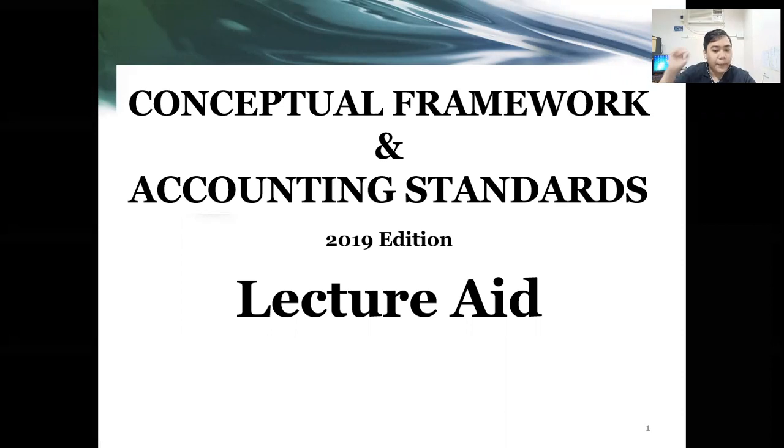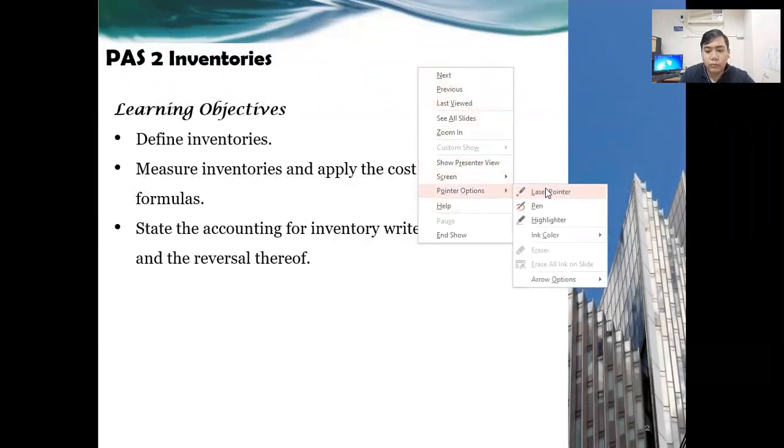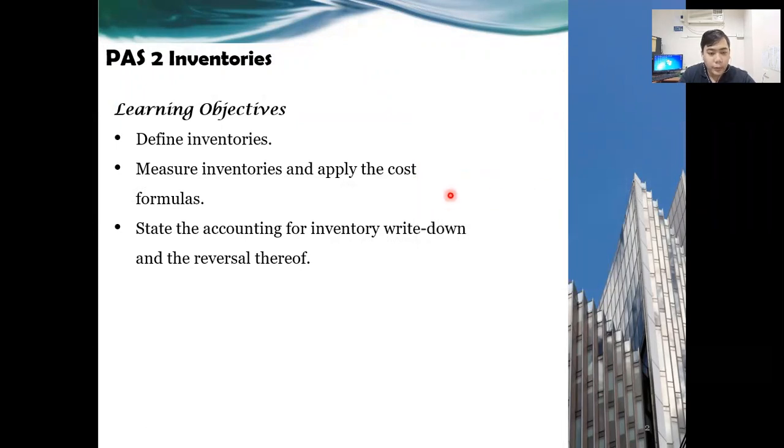So this time, let's start from the conceptual framework of the next chapter, which is the inventories. Right? So for sure, all of you already know what inventory is, because in basic accounting you discussed what inventories are. By the end of this chapter, you are expected to define the inventories, measure the inventories and apply the cost formula, and state the accounting for inventory write down and the reversal thereof.